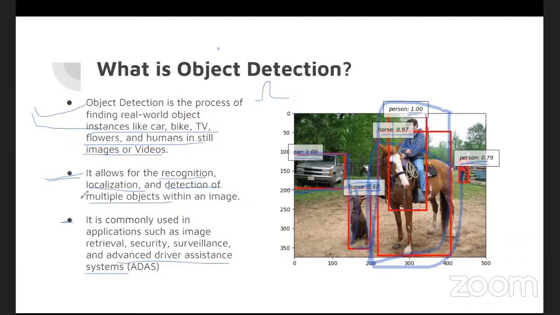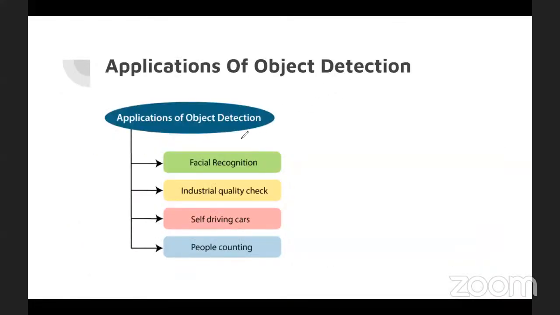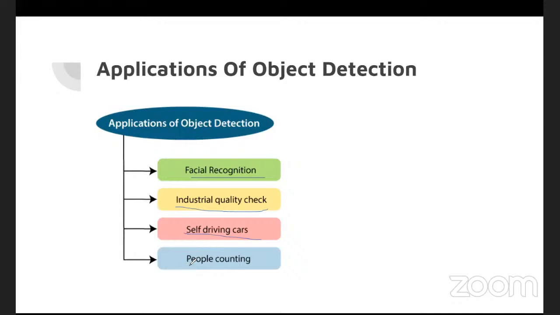Okay, so to monitor those proper safety equipment, these object detection algorithms are used, and this object detection technique is used to basically ensure the safety of workers in the factory. Okay, so as I told you earlier, applications of object detection include facial recognition, industrial quality check, self-driving cars, and people counting.